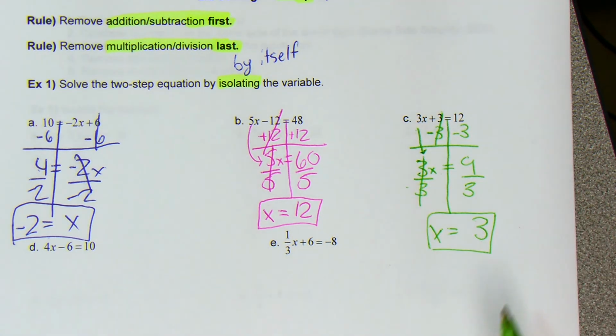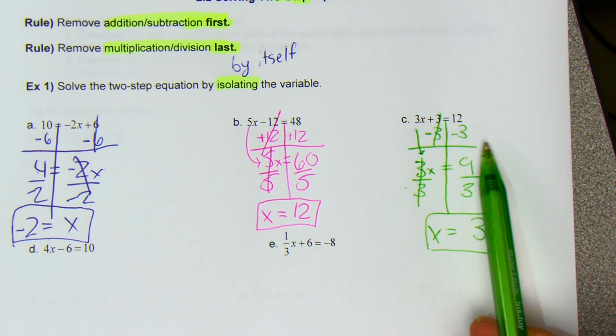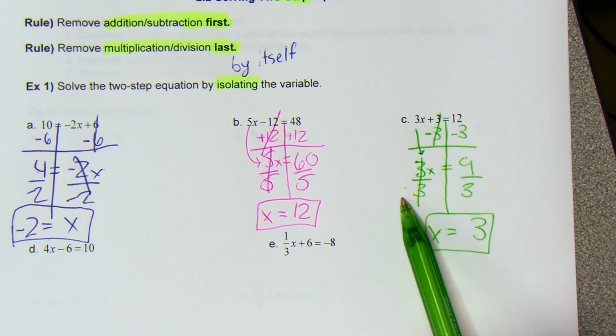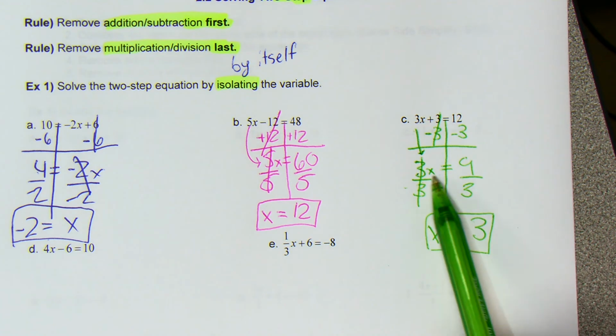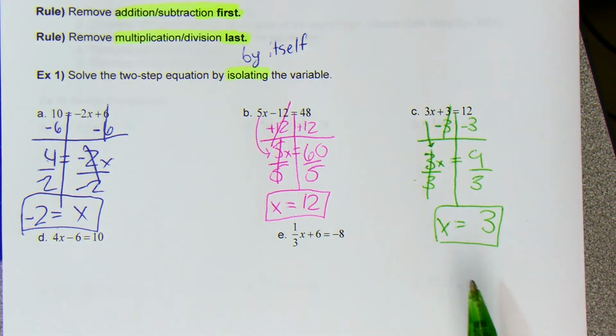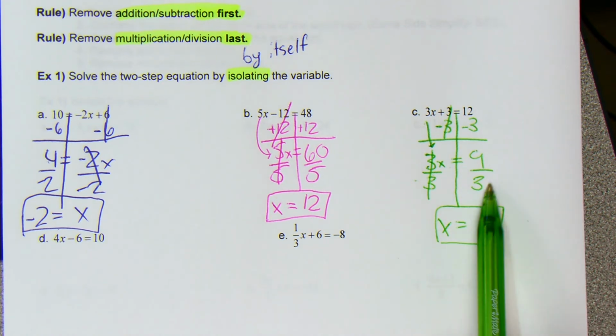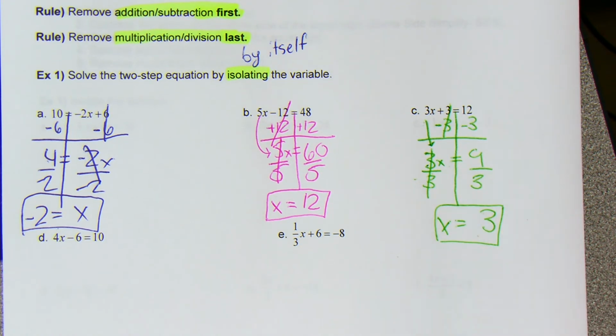Okay, so first I kicked out my friends. I subtracted 3 on both sides. And then I divided by 3 because my 3 was multiplying my variable. I need to be by myself. I am the variable. I need to be by myself. So I needed to move that 3 to the other side and ended up getting x equals 3.